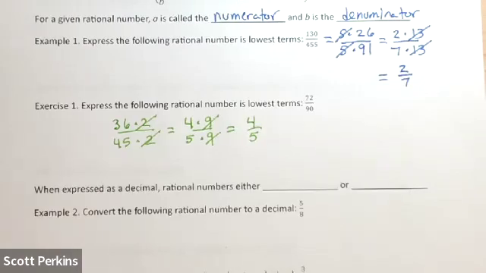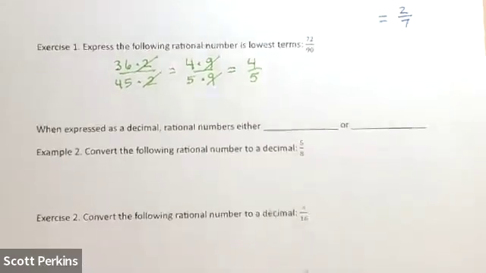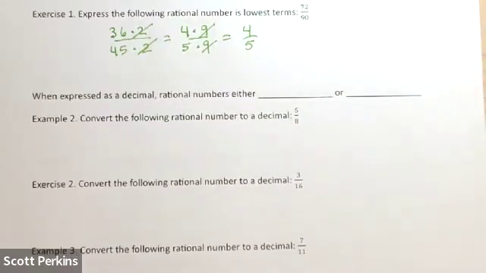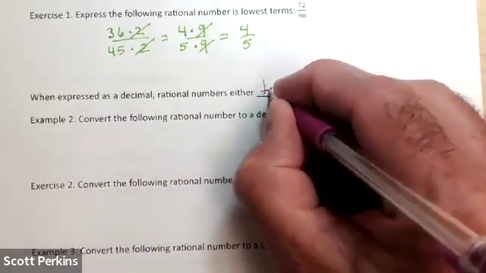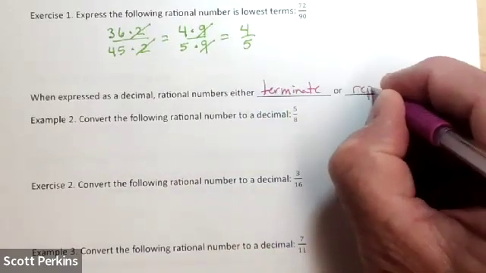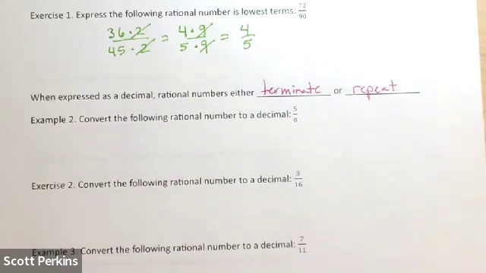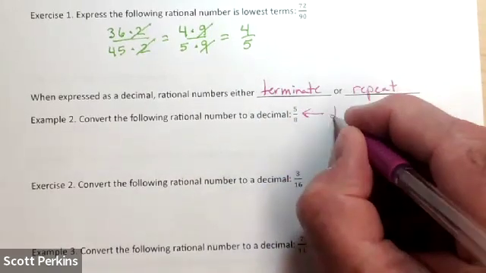Now, something else we can do, and our calculators do this, and I know you can use your calculators. I'm just going to remind you where this comes from. When expressed as a decimal, rational numbers either terminate or they repeat. All a fraction bar is division.